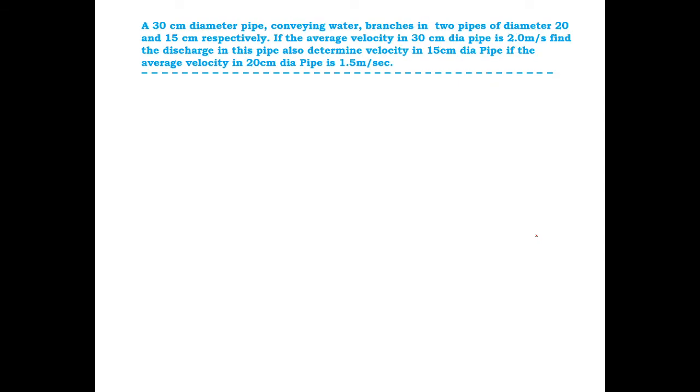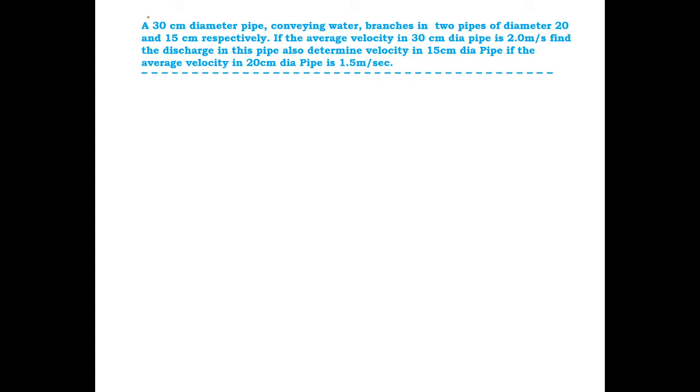Write down this problem. A 30 centimeter dia pipe conveying water branches in two pipes of diameter 20 and 15 centimeters respectively. If the average velocity in 30 centimeter dia pipe is 2 meters per second, find the discharge in this pipe. Also determine velocity in 15 centimeter dia pipe if the average velocity in 20 centimeter dia pipe is 1.5 meters per second.